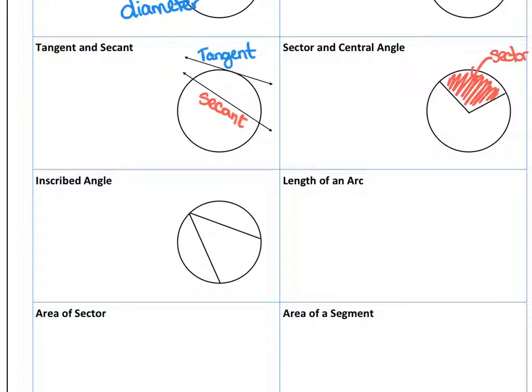And then when it refers to a central angle, that's the angle that's made inside the sector. So it's the angle at the center made between the two radii that make up the sector. So there's our central angle right in the middle there.